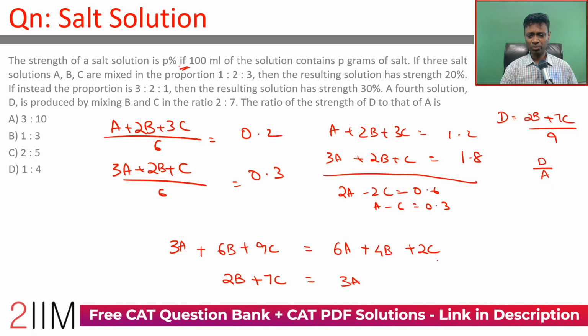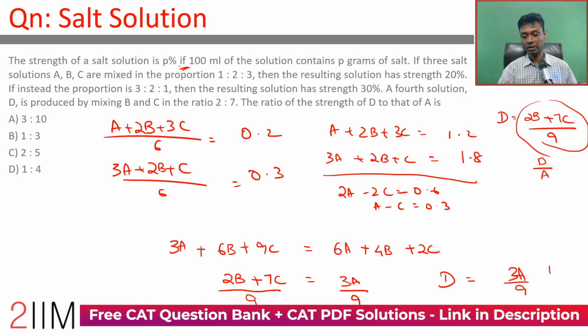Is this giving us something? Think about this. 2B plus 7C, we've seen that somewhere. 2B plus 7C sits here. 2B plus 7C by 9 is 3A by 9. Or D equals 3A by 9. Or D is A by 3. We want the ratio D by A. D is equal to A by 3 or D by A is 1 by 3, 1:3.